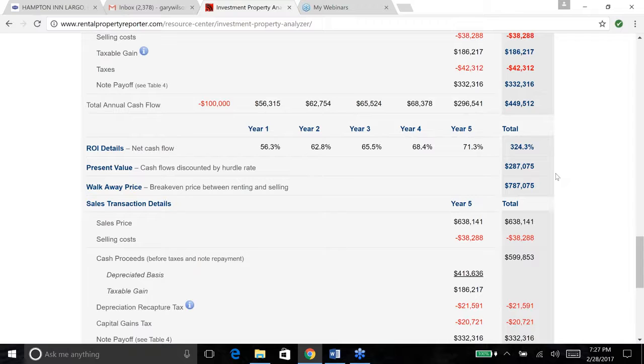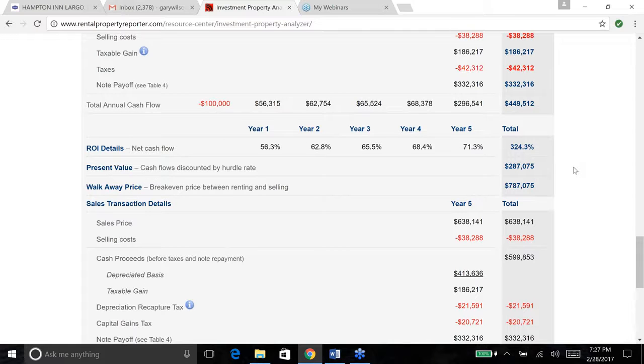You have what we consider your present value. What that is, guys, is you look at the actual value of the property now, and you have to discount it by your hurdle rate. Remember that 8%? Well, that's where this comes into play. So if you net it by what you would have earned in other investments, in other words, you're ahead of the game by 287,000.